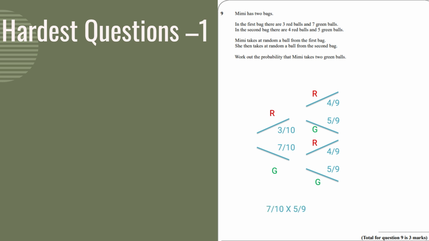So we do 7 over 10 times 5 over 9, which does get you to 35 over 90, but this can be simplified down to 7 over 18. Don't worry if you put 35 over 90, because you will get the mark unless it tells you to put it in its simplified form. Then you would have to simplify it down to 7 over 18.